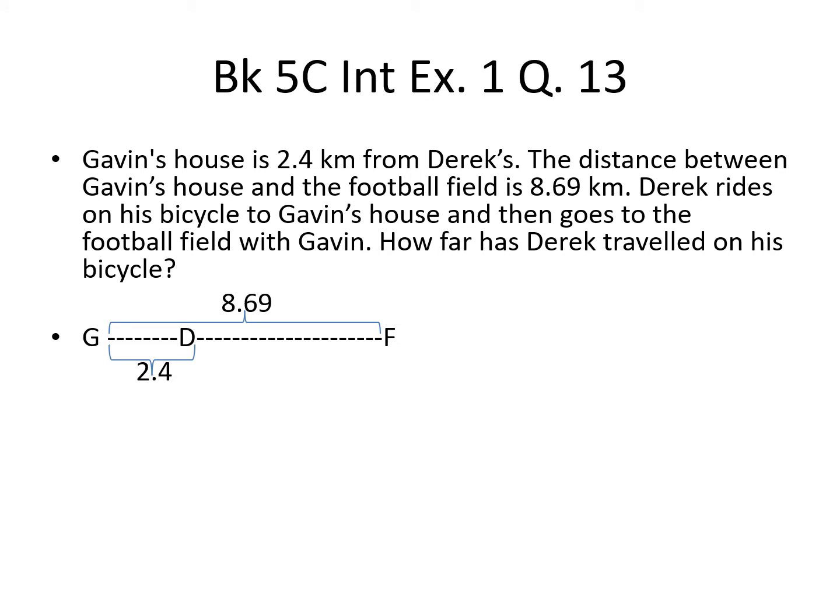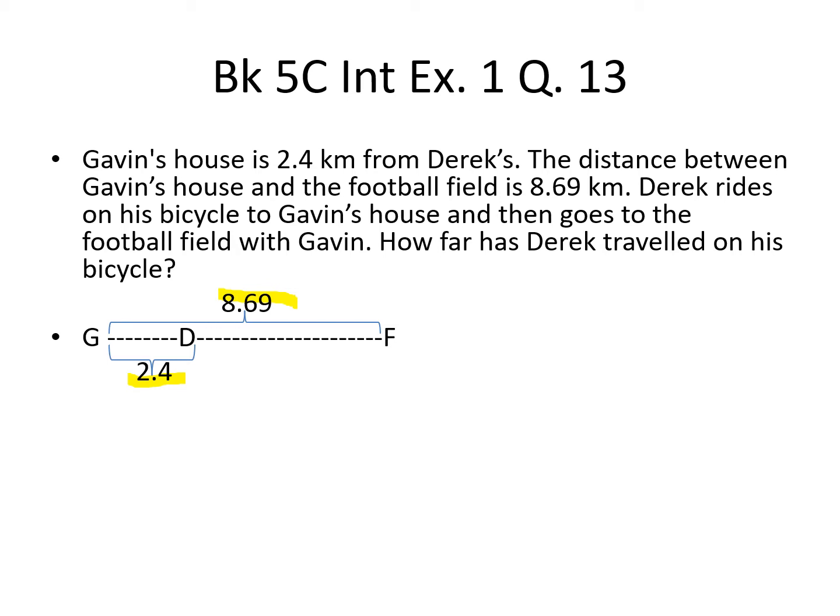So question 13. Gavin's house is 2.4 km from Derek's. The distance between Gavin's house and the football field is 8.69 km. Derek rides on his bicycle to Gavin's house and then goes to the football field with Gavin. How far has Derek traveled on his bicycle? So you can see from my diagram, it is 2.4 km between Gavin's house and Derek's. And the distance between Gavin's house and the football field is 8.69 km. And now the question asks you, how far has Derek traveled on his bicycle?